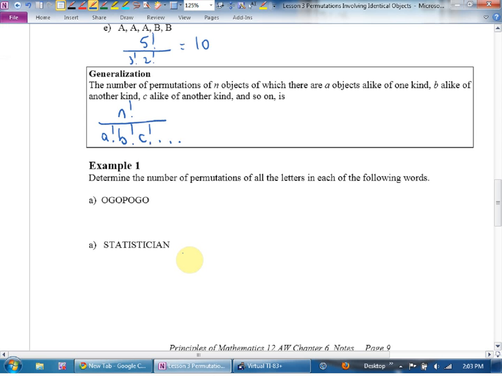So what's the difficulty here? Yeah, you got to look at the words carefully, because I will give you some words with no letters that repeat over and over, but I'll also give you some that will. Ogopogo. Dylan, how many letters grand total? It's going to be 7 factorial all over. And then all I do is I walk along the word. How many O's? 4. How many G's? 2.